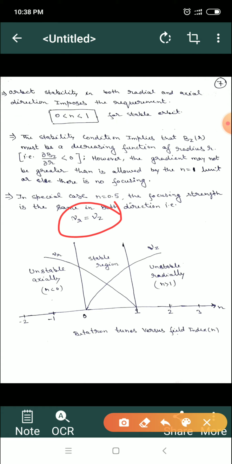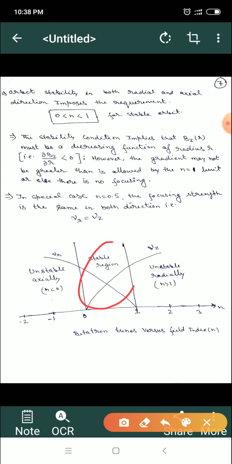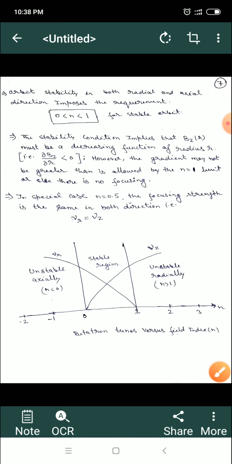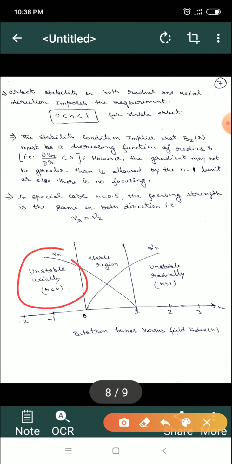If we plot the field index versus this frequency, here I have plotted the field index on the x-axis and on the y-axis the axial and radial betatron frequencies. So we see here that for a stable orbit, n should be between 0 and 1. When your field index is between 0 and 1, then the orbit is stable. When n is greater than 1, the orbit will be radially unstable. When n is less than 0, then the orbit will be axially unstable.